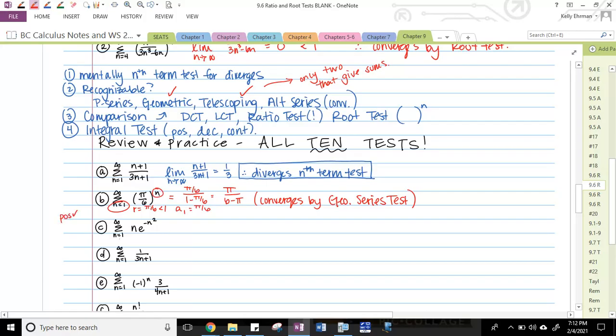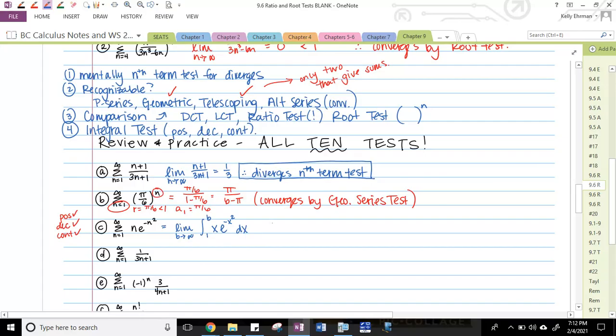Let's do a quick check. Are the terms positive? Yeah, you're plugging in n over e to the n squared. Are they decreasing? Yes. Are they continuous? Yeah. So integral test it is. Change colors so I don't mess things up. I'm going to put in my limit notation right away. Limit as b approaches infinity of the integral from 1 to b of x e to the negative x squared dx.